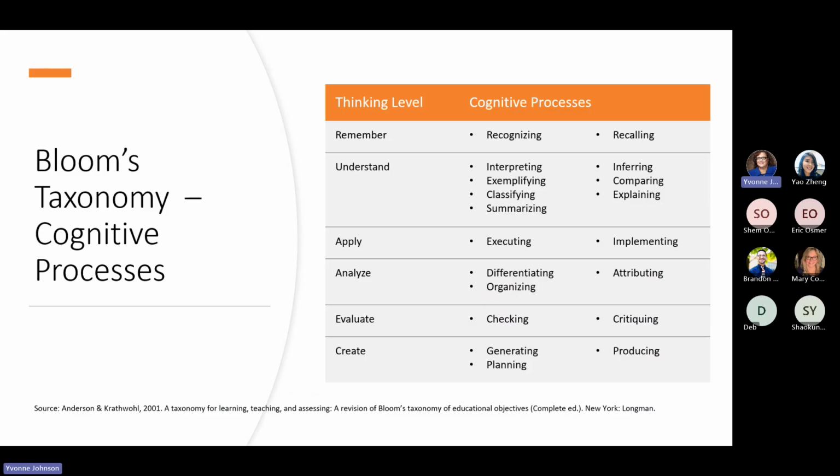So just a simple matrix that shows, so remembering, you're recognizing, recalling. You can use this chart to determine, okay, so they're at the foundational level, remembering. So they need to be able to recognize, recall information. Okay, let's say they're in the middle, apply. Then they need to be able to possibly implement something.